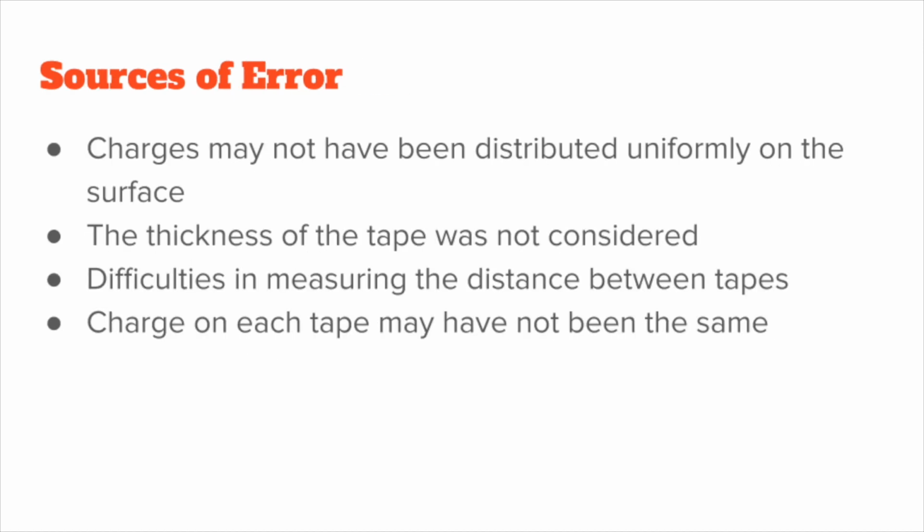Nonetheless, there still exist sources of error in this experiment that lead to a 4 nanocoulomb difference from the true value. These include the fact that the charges may not have been evenly distributed on the surface, which is an assumption we made. The thickness of the tape was definitely not considered. There were difficulties in measuring the distance between the tapes, and the charge on each tape may not have been the same. Nonetheless, we still get a more accurate result using this line charge model.